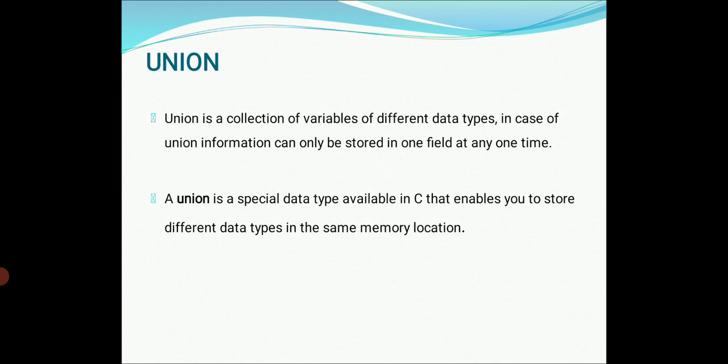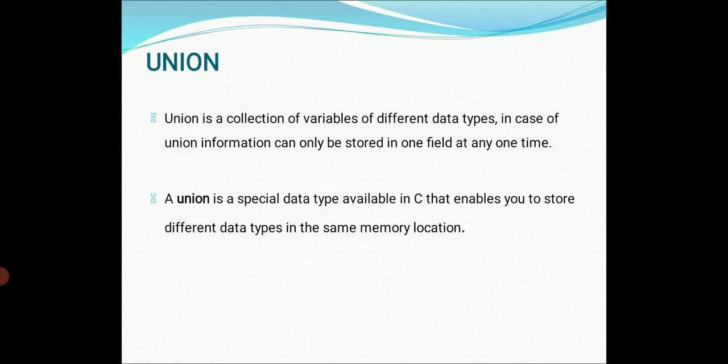So this is about the structure. The next concept is a union. A union is a collection of variables of different data types. In a union, information can only be stored in one field at any one time. Another definition: a union is a special data type available in C programming that enables you to store different data types in the same memory location.